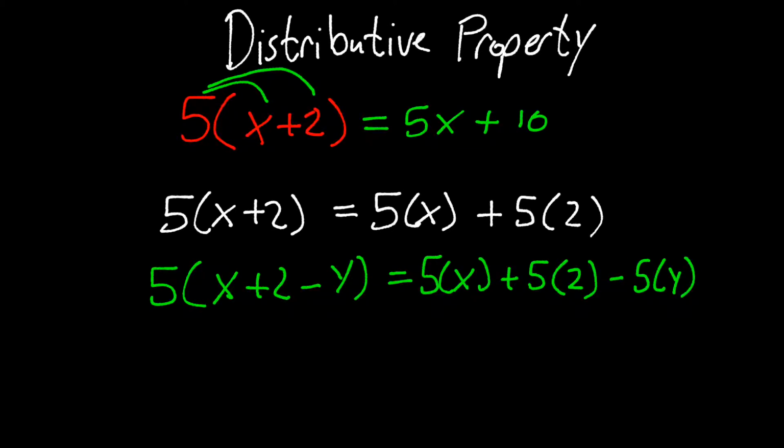Alright, and that's pretty much it to what this section deals with on properties of real numbers. We had a lot of different properties. We had the additive and multiplicative identity and inverse properties. Then we had the closure property, the commutative property, the associative property, and the distributive property. Hopefully this made some sense for you, and good luck with your homework.